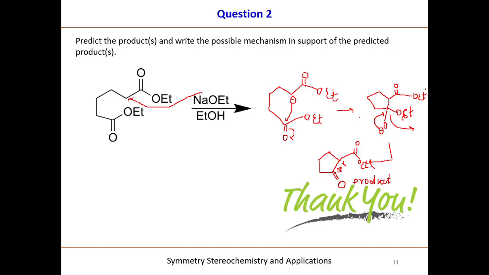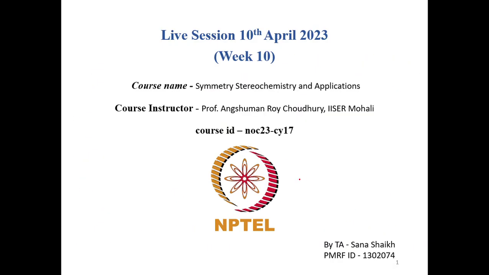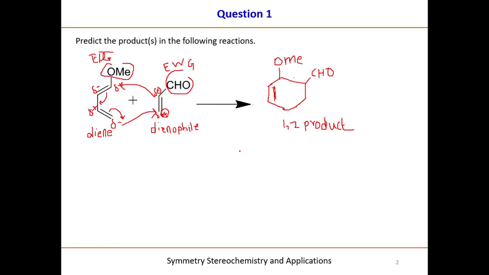I will just summarize today's lecture and then you have to practice yourself. In today's lecture we have discussed the previous year week 10 assignment. In the week 10 assignment we have discussed the cycloaddition reaction, not pericyclic, it's a cycloaddition reaction. So in cycloaddition reaction we have seen that in question number 1 we have to find out the products of the reaction.